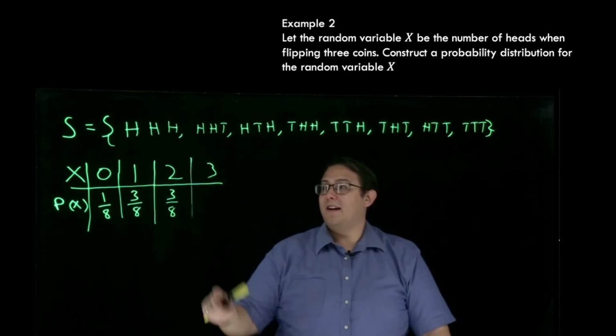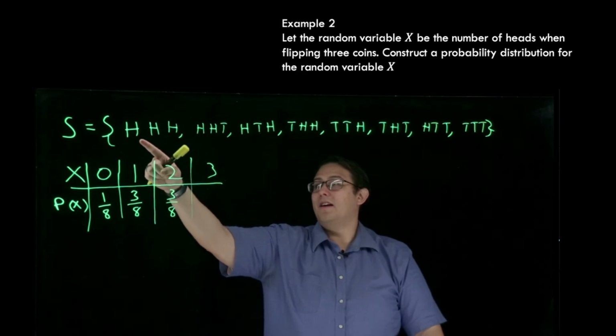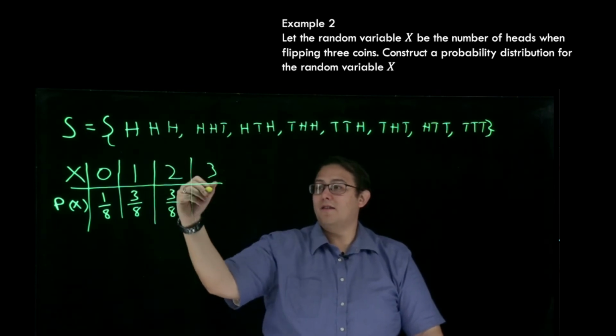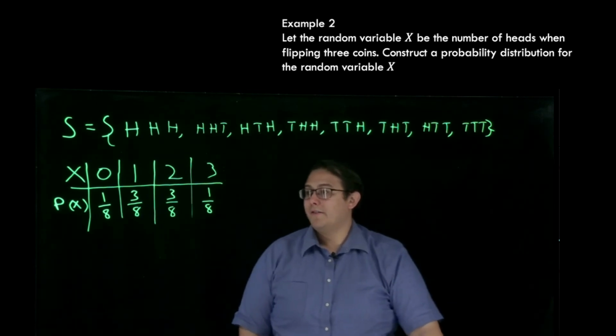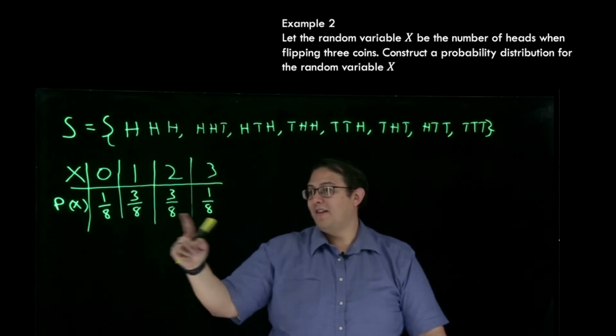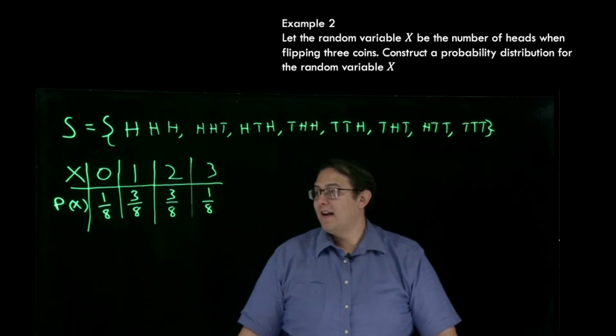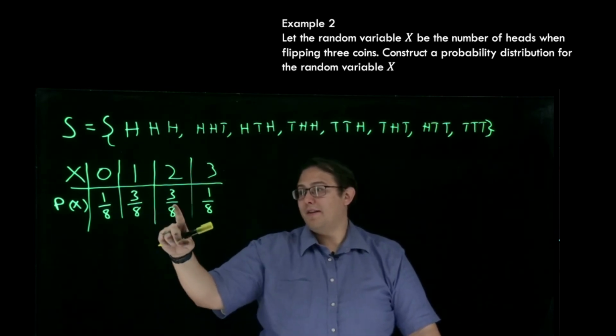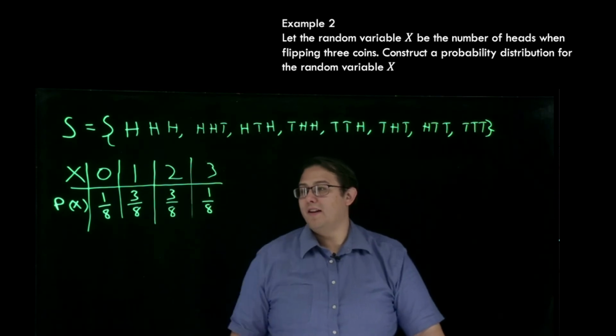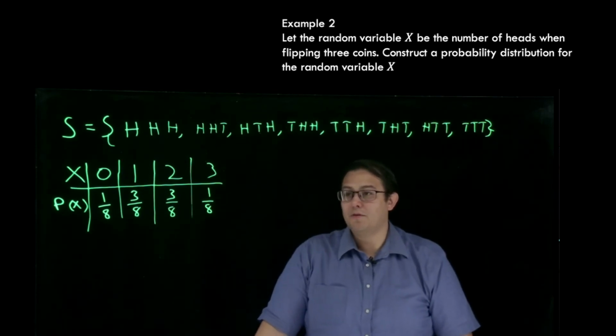And the probability of getting 3 heads, that'd be heads, heads, heads. So then there's only one of those, 1 out of 8. So if you look at the probabilities, they're all in between 0 and 1. And then if you add them all up, you take 1 plus 3 is 4, 4 plus 3 is 7, and 7 plus 1 is 8. You get 8 out of 8, which is 1.